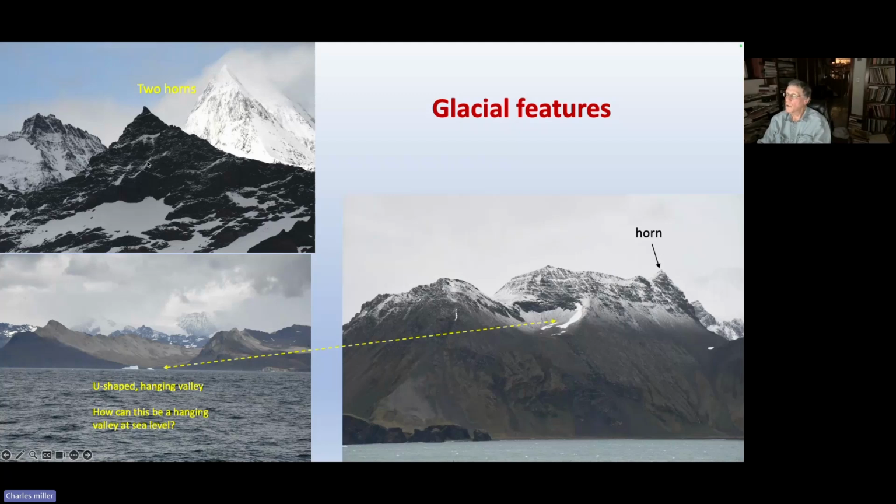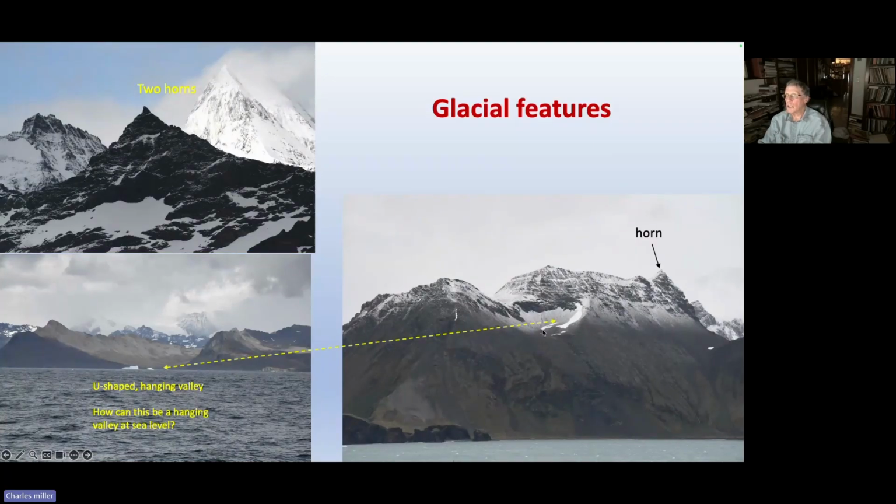And we know that these form on mountain peaks in which there were 3 or more cirques. And so there was a cirque here, and here, like the Matterhorn in Switzerland. Over here we have a U-shaped hanging valley. Now you say, how in the world can you call that a hanging valley? This is a more typical hanging valley.